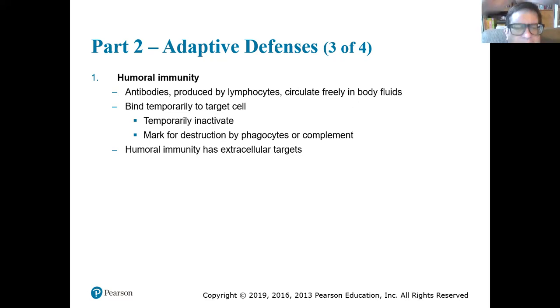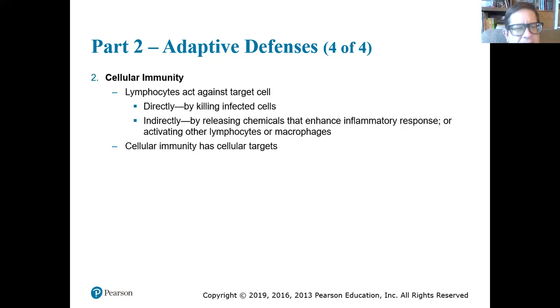Anyway, then they inactivate the invader. It can mark it for destruction by phagocytic cells, neutrophils, macrophages, or complement proteins that rip a hole in the membrane. Humoral immunity has extracellular targets. It's looking at the outside of the cell. It's looking at glycoproteins on the surface most of the time.